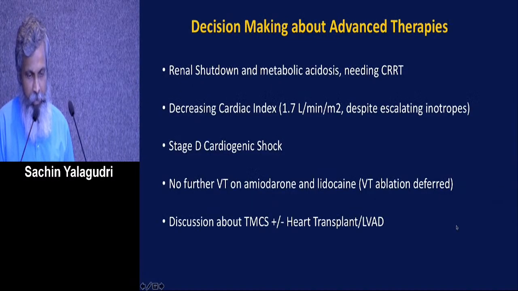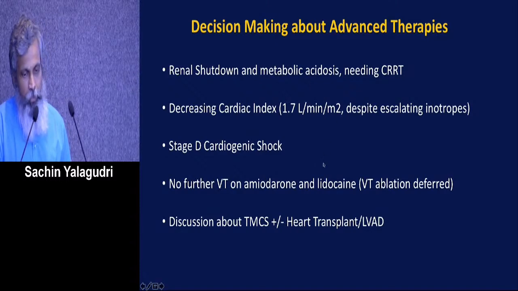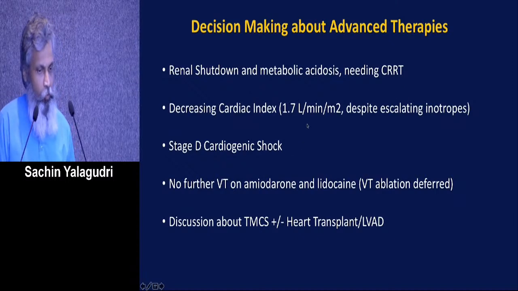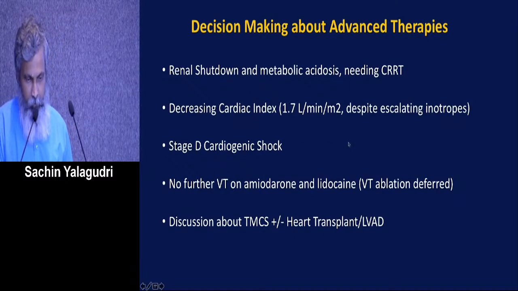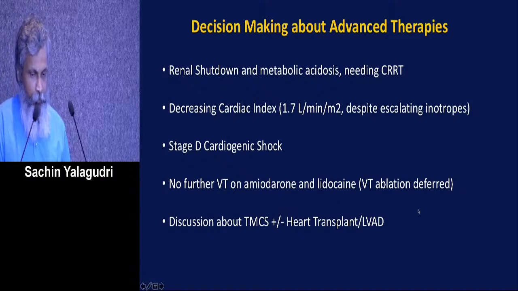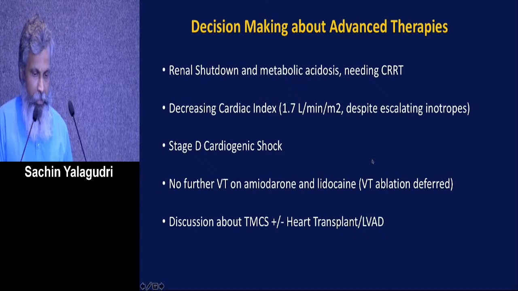We're all happy. But the next day, he had a renal shutdown, metabolic acidosis needing a CRRT, and decreasing cardiac index. It came to 1.7 liters per minute per meter square. Despite all that, he slipped into a stage D cardiogenic shock. Fortunately, he had no episodes of ventricular tachycardia on amiodarone and lidocaine, so VT ablation was not considered at this point of time.